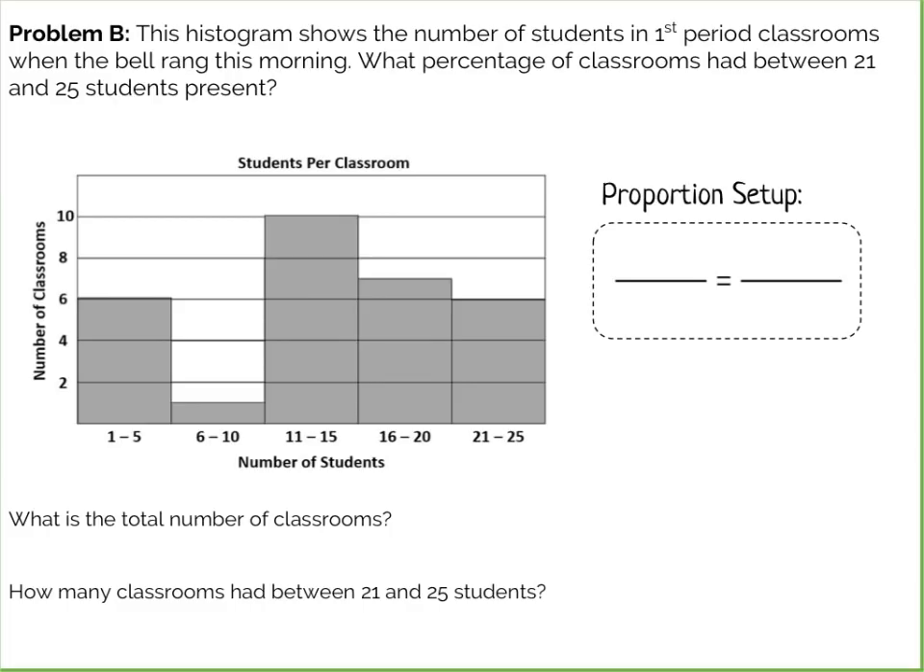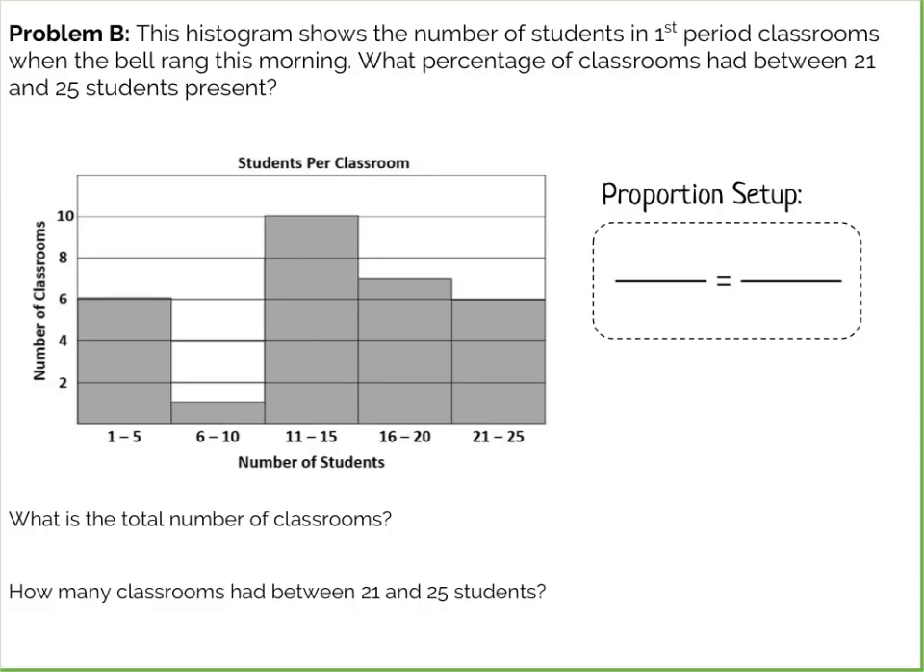Here we are at problem B, and it says this histogram shows the number of students in first period classrooms when the bell rang this morning. What percentage of classrooms have between 21 and 25 students present? They've given us a couple of questions to help us set up our proportions, so let's start by answering those. The first question asks, what is the total number of classrooms? In order to figure out what percentage of the classrooms had 21 to 25 students, we're going to need to know how many classrooms there are total.